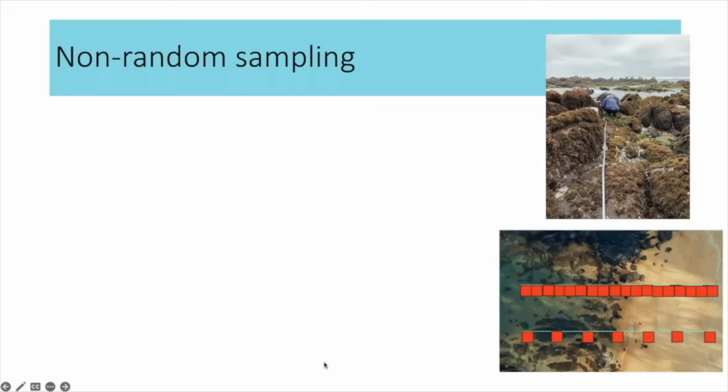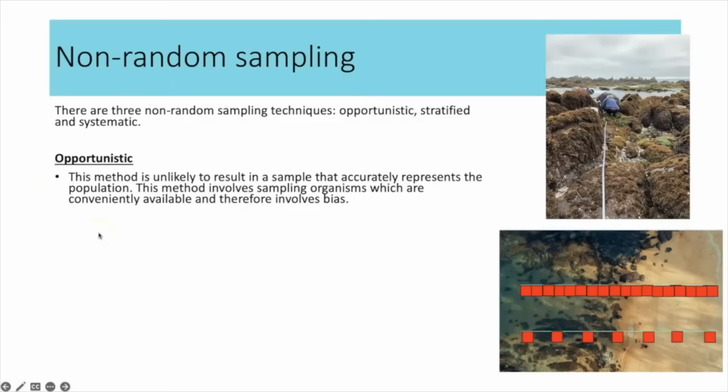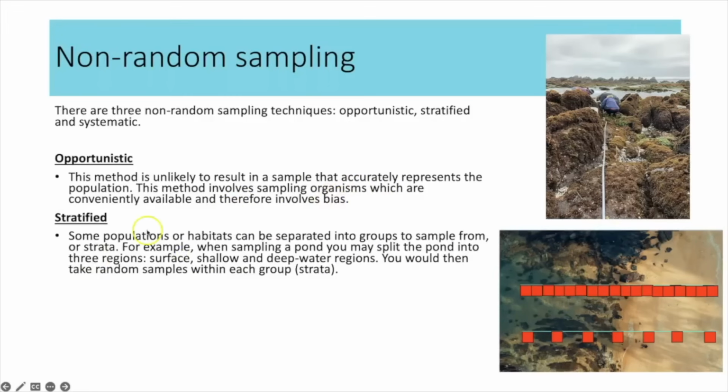Now, it won't always actually be appropriate to do random sampling. And there are 3 non-random sampling techniques that can be used, which vary in terms of how accurate your results would be. So opportunistic, stratified, and systematic. Opportunistic is unlikely to result in accurate data because this method involves sampling organisms which are conveniently available and therefore is biased.